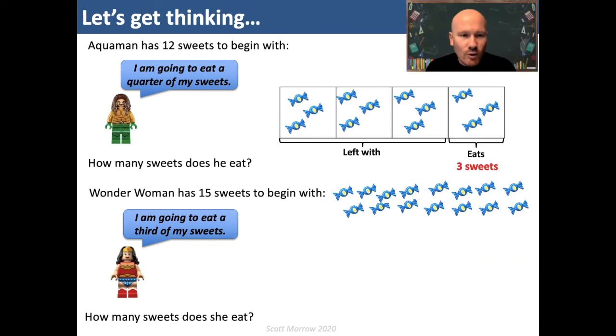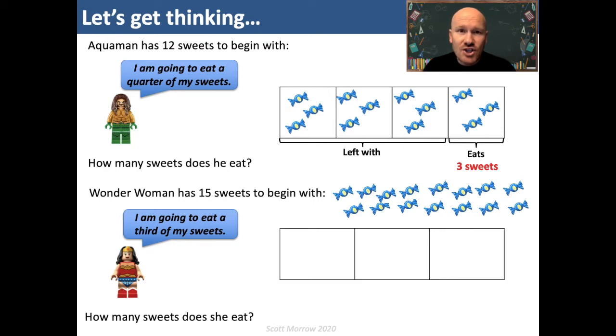Let's have a look at Wonder Woman, and it said she had 15 sweets to begin with, and she eats 1/3 of her sweets. Now this time we're interested in thirds, so we're going to draw a bar and split that into 3 equal parts. She eats 1 of those thirds, so let's label one of those parts what she eats, which means she's left with the other 2 parts. Once again, we can share out those sweets equally.